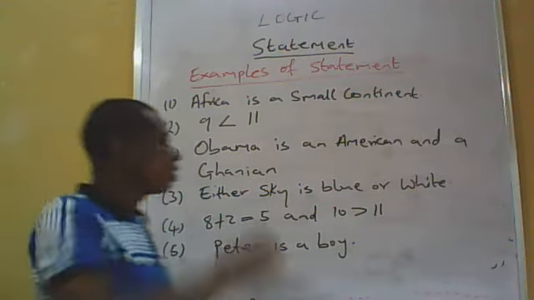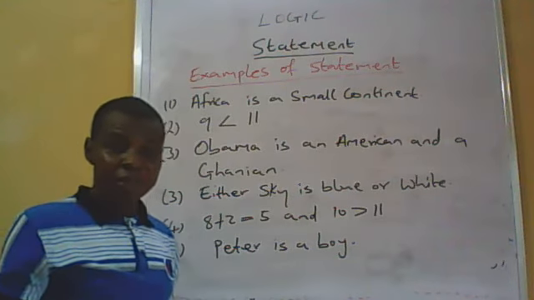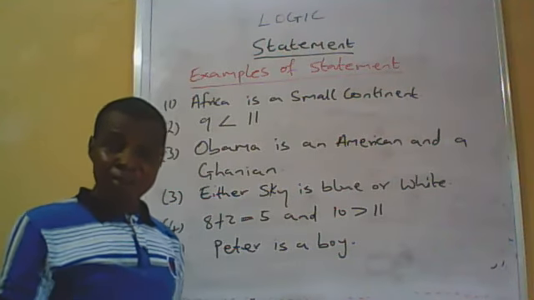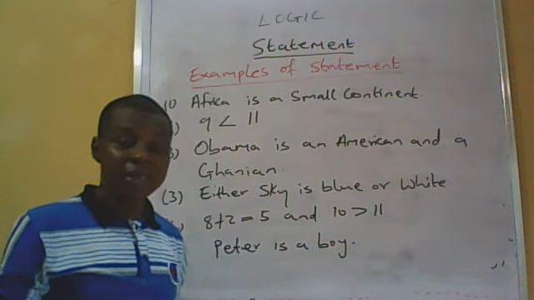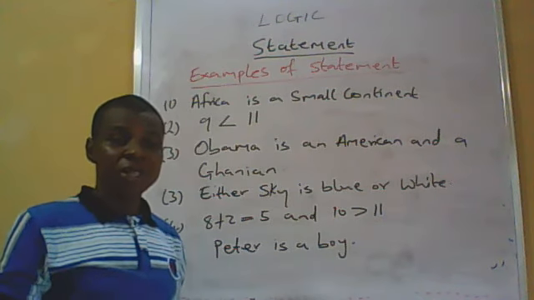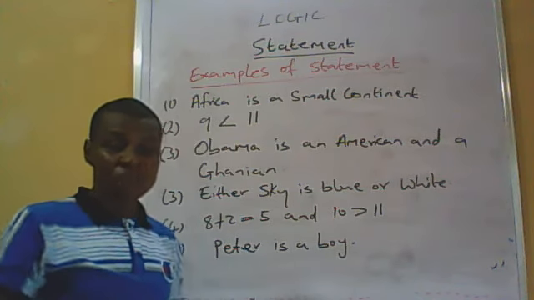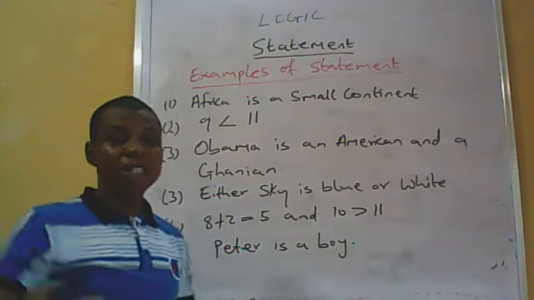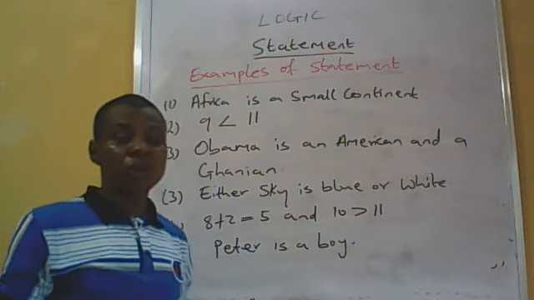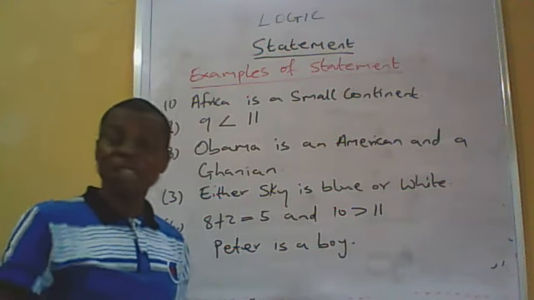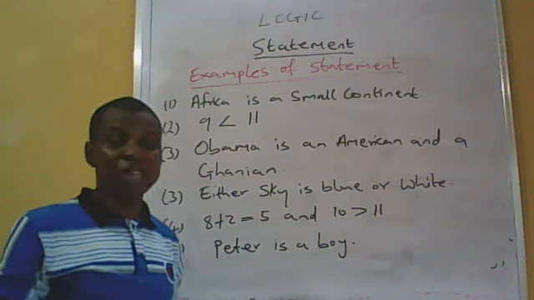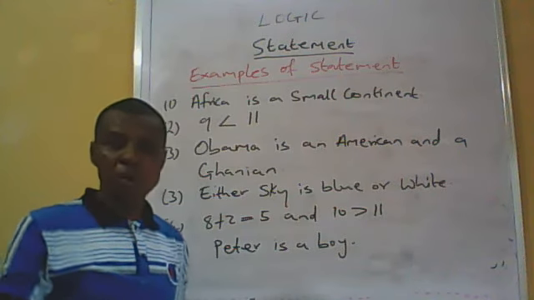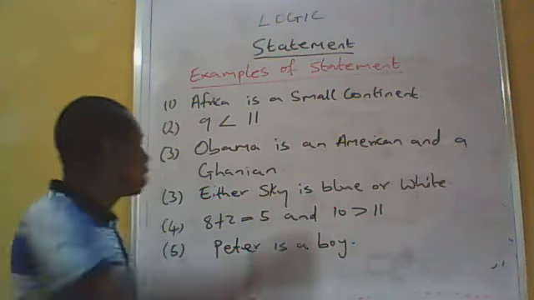This is a statement. Of course, Obama can be an American as well as a Ghanaian. But if we examine it, is it true that Obama is an American and also a Ghanaian? It's a statement. We don't care whether it's false or true, but what we know is that it can be judged to be true or false. So this is a statement.